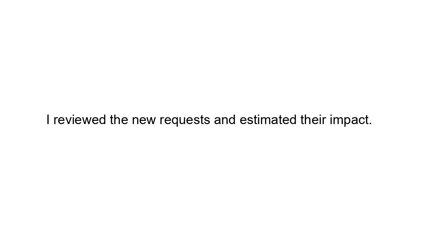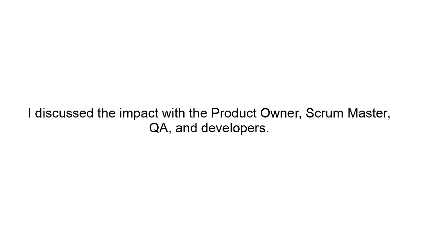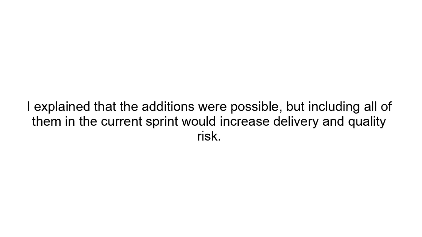Action: I reviewed the new requests and estimated their impact. The additional work required new backend parameters, database query changes, export generation, front-end updates, more test data, regression testing. I discussed the impact with the product owner, Scrum Master, QA, and developers. I explained that the additions were possible, but including all of them in the current sprint would increase delivery and quality risk. I proposed separating the work.